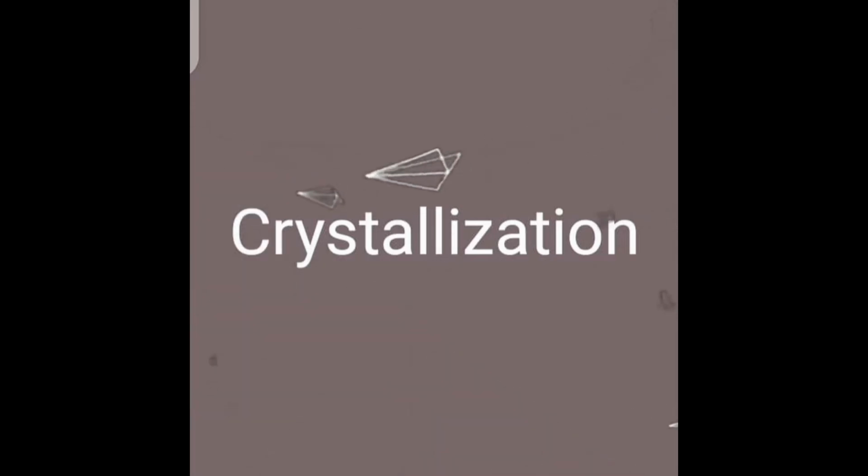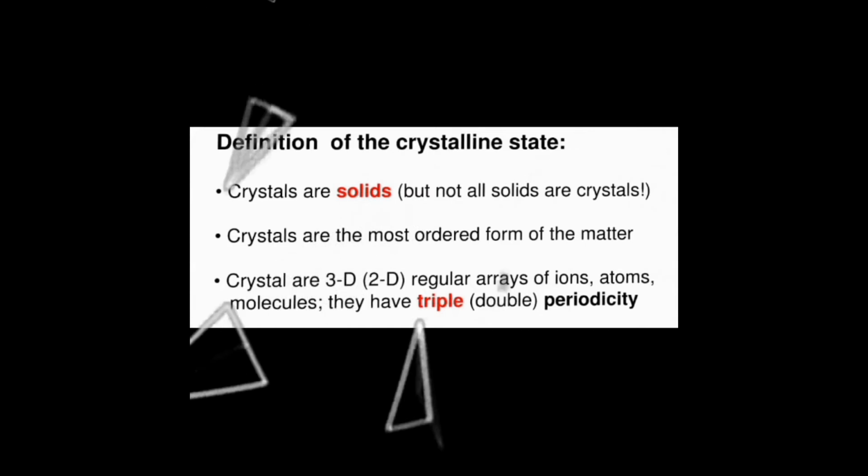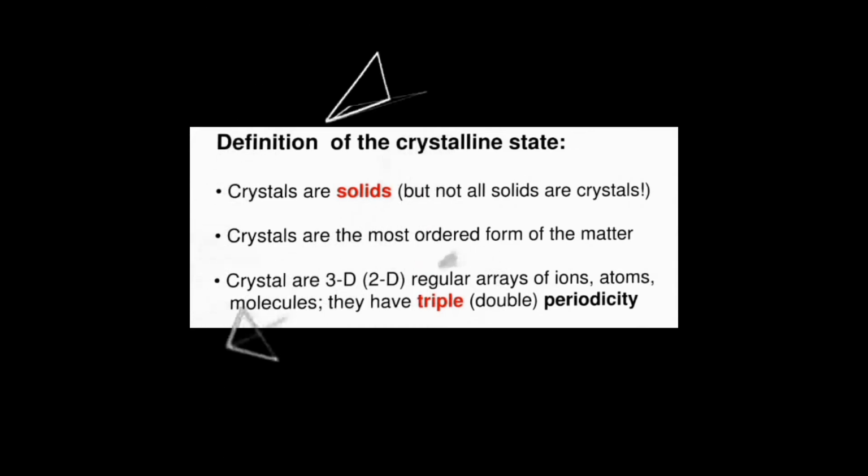Today I am going to start the new topic, that is crystallization, of the same chapter number 7, solution and suspension. Firstly, you should know what a crystal is. Crystals are solid, but not all solids are crystals. Crystals are the most ordered form of matter. They are 3D or 2D in structure, that is, the arrangement of ions, atoms or molecules.